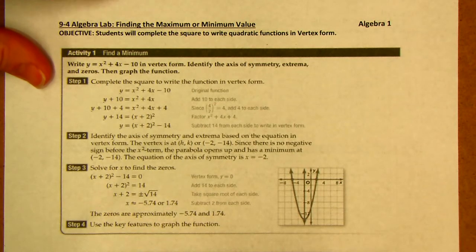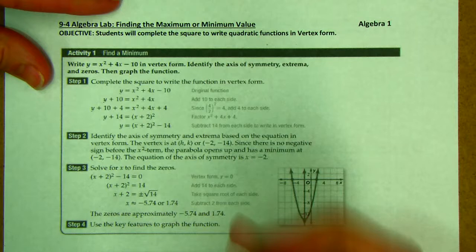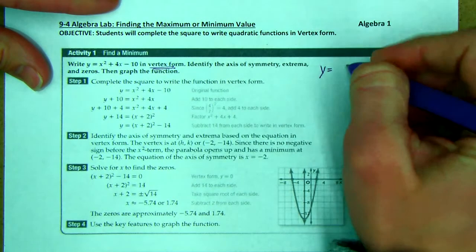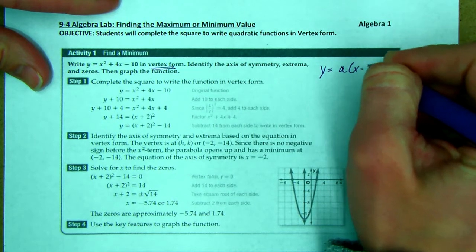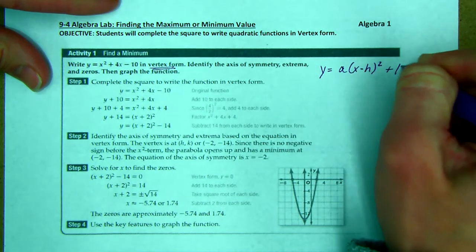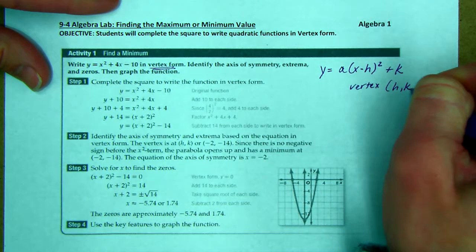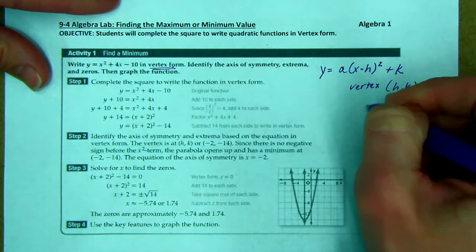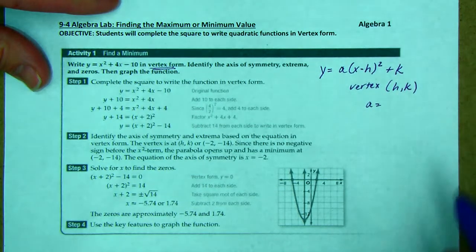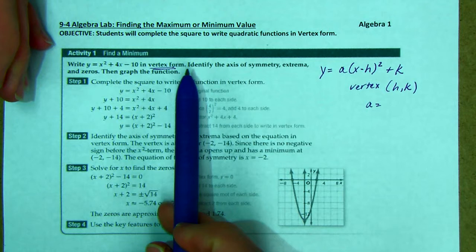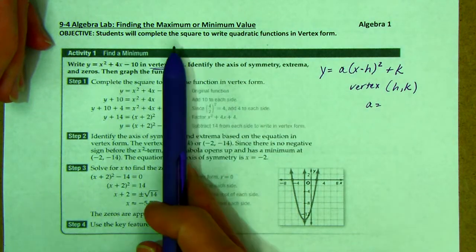Now remember, vertex form was y equals a(x minus h) squared plus k. And remember, your vertex is (h, k). And a tells you how about your vertical stretch or your vertical compression, or if you reflect over the x or y axis. Okay, so the reason we're going to tie completing the square into graphing it and finding vertex form is because that's what you have to do. So take a look at this first example.